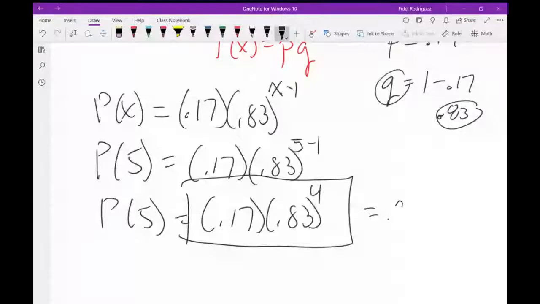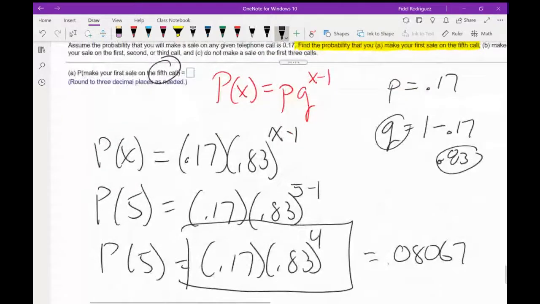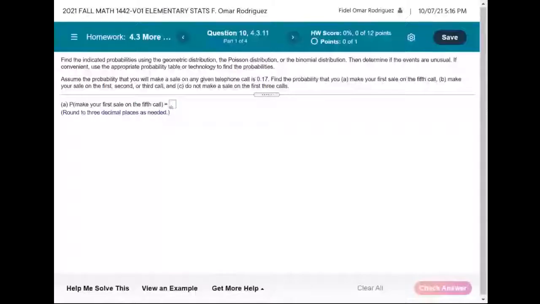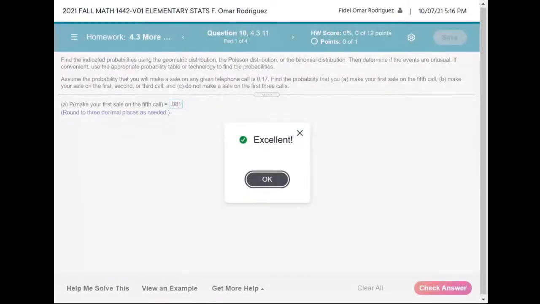So let me stop sharing this and come back to my notes. 0.08067. And what are they asking me to go to? They're asking me to go to 3 decimal places. So with 3 decimal places, I would write 0.081. Okay. So look, let me show you something real quick so y'all can see that I'm telling you the truth. Right there, 0.081. Let's check it. We got the first part right, so we know we're good so far.